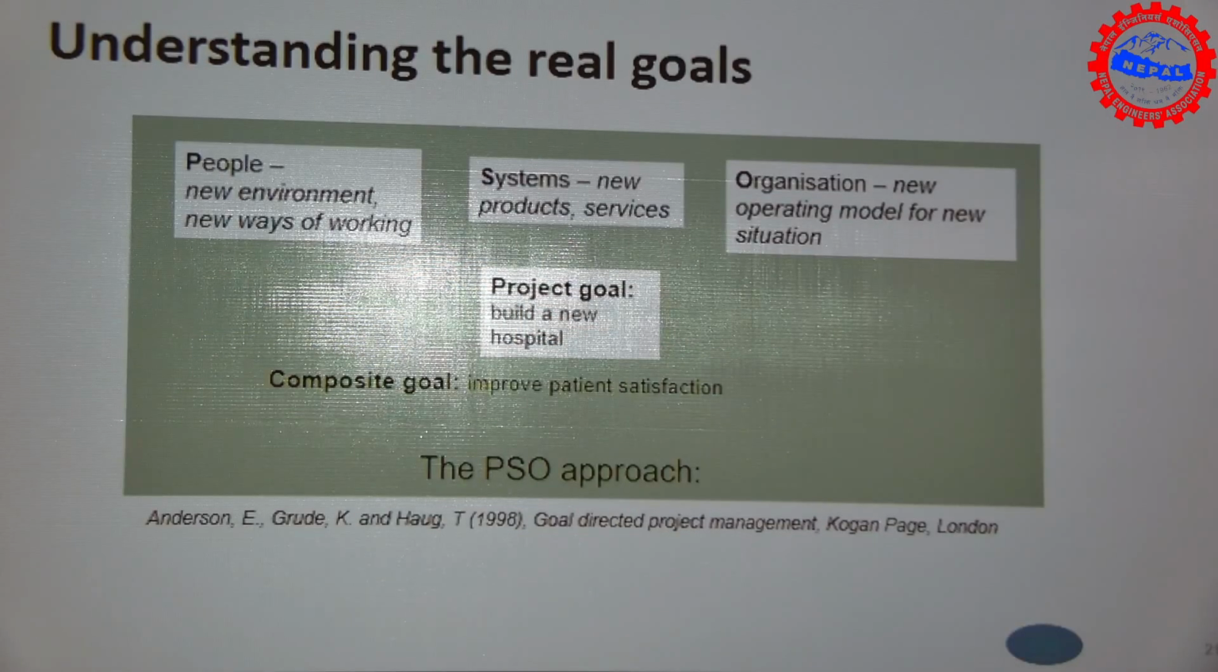Understanding the real goals. I'm talking about when you're making the planning, what is the goal? Try to understand what the goal means: people, new environment, new way of working, or system, new product, new services, or organization, any organization we are running. What is the operation model for the new situation? When the situation changes, the organization needs to change the model; the working model needs to change.